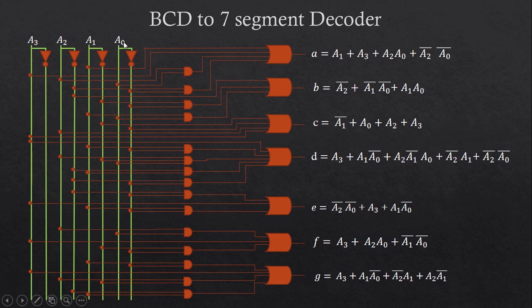I hope you have understood the working of the BCD to 7 segment decoder. If these connections are made and you input a BCD code as A3, A2, A1 and A0, the output will be the corresponding decimal digit on the 7 segment display.